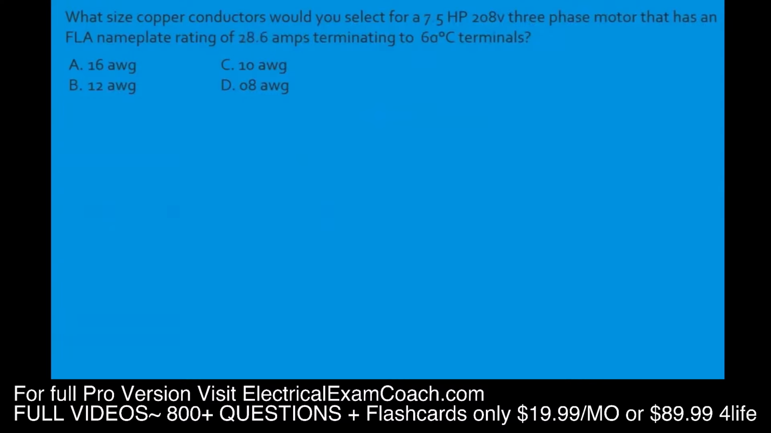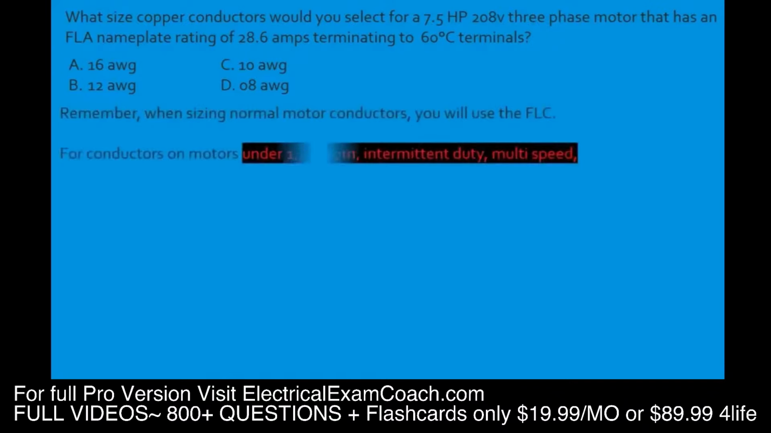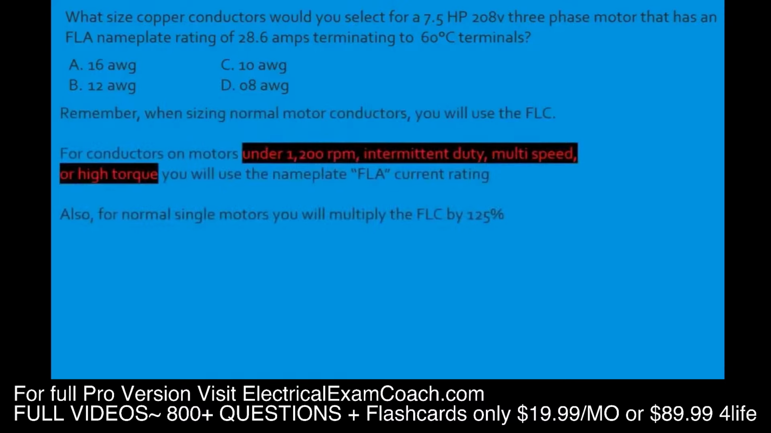What size copper conductors would you select for a 7.5 horsepower, 208 volt, 3-phase motor that has an FLA nameplate rating of 28.6 amps terminating to 60 degree C terminals? Remember, when sizing normal motor conductors, you're going to use the FLC. If you have one of these specific situations, you're going to use the nameplate FLA. Also, for single motors, we're going to multiply it by the 125%. So we head to our respective table. In this case, it's 3-phase, so we're going to head to 430.250.